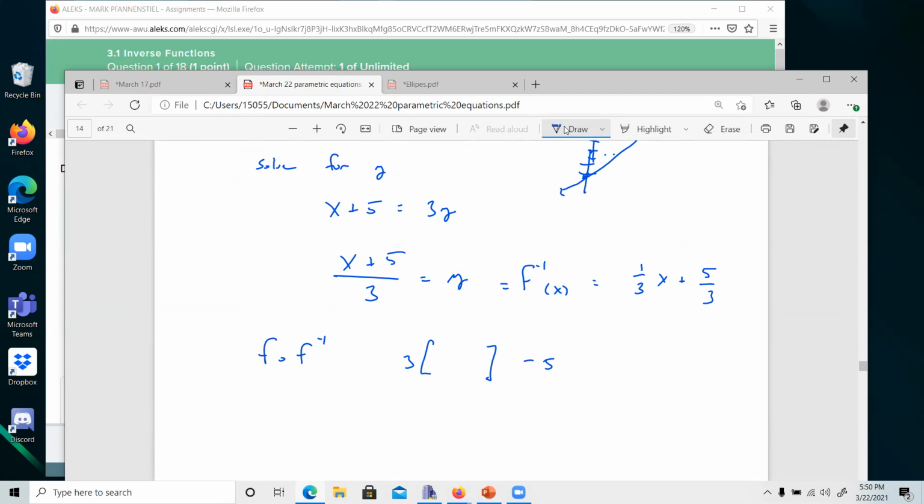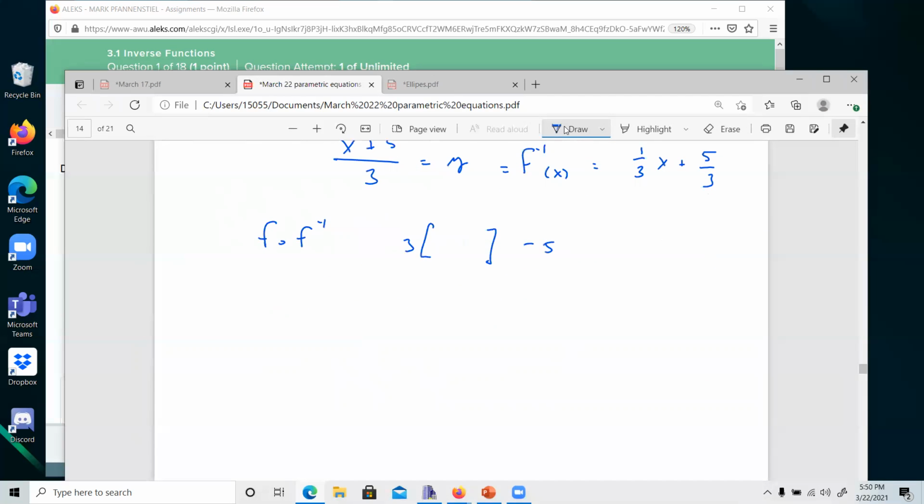Okay. Which number would you like to multiply by 3? Well, this one. So the 3's cancel. We get x plus 5 minus 5, and that equals x. So at least in this direction, it's an inverse.